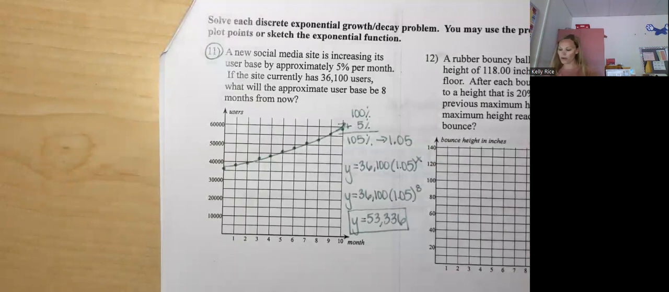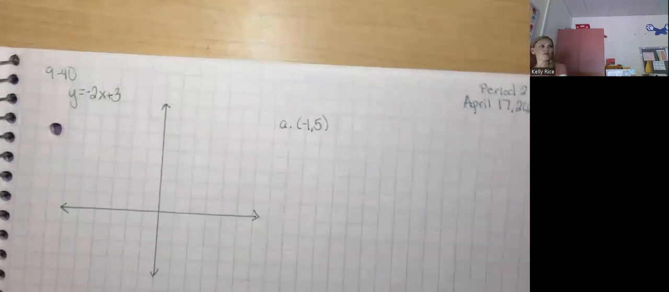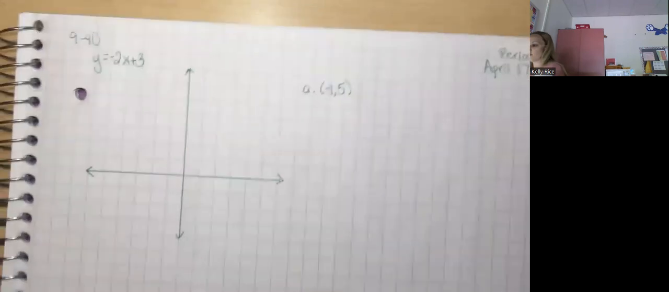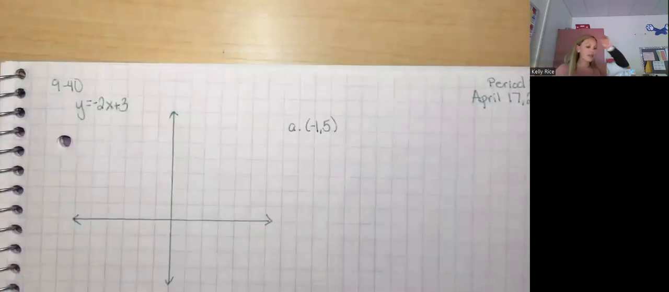Questions on the warm-up before we move on? So problem 40, y equals negative 2x plus 3. We're going to graph this. Going way back to chapter 2, graphing our lines. I know you guys keep saying you want this back, right? No more triangles.